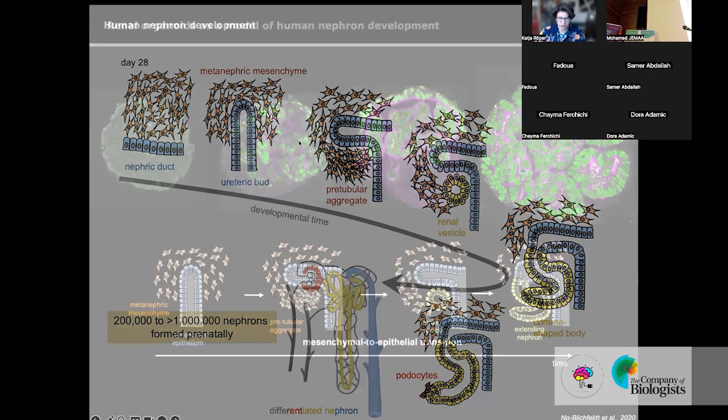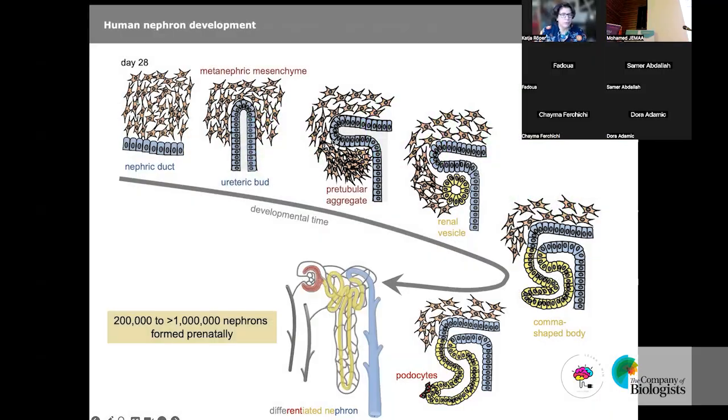Through interactions between the two, this leads to aggregation of cells and then initial polarization, a mesenchymal to epithelial transition, before this yellow tube here, formed initially from the mesenchymal cells, expands and fuses with the ureteric bud-derived structures.